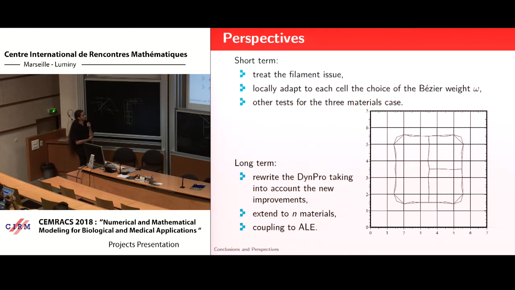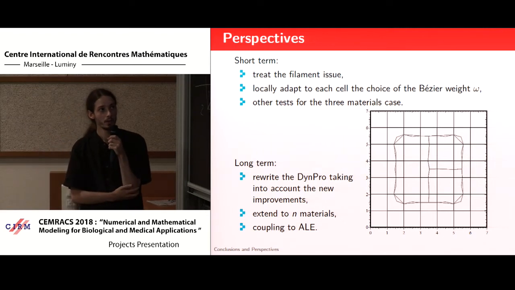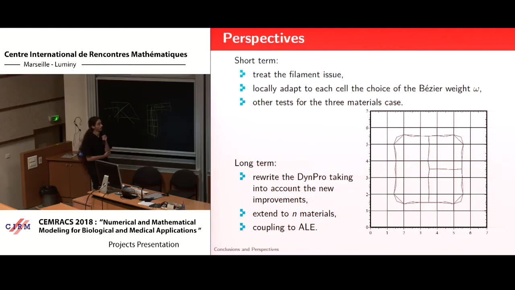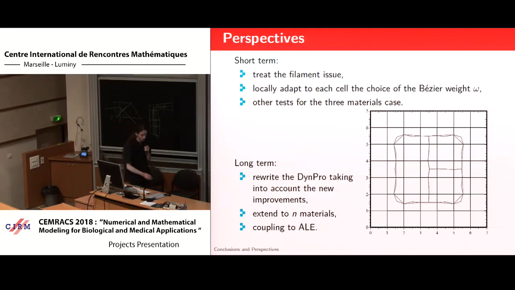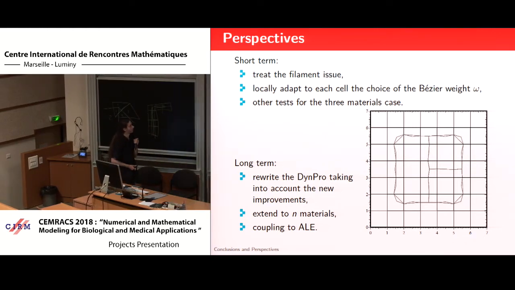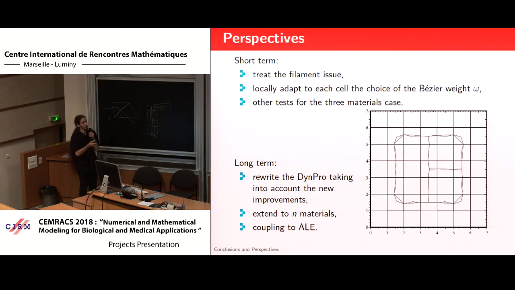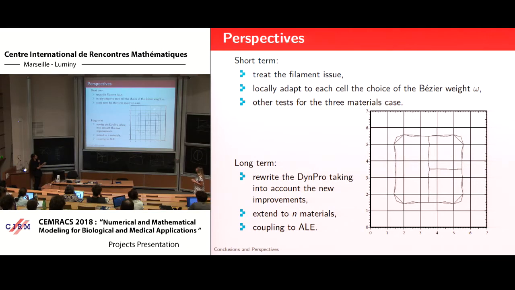And for the long-term perspective, we plan to test this algorithm on more complicated unstructured mesh, and to extend it to n material. Here you have an illustration of a four material case where you have an outer material and three different material in, but only with triple point, considering three different materials.